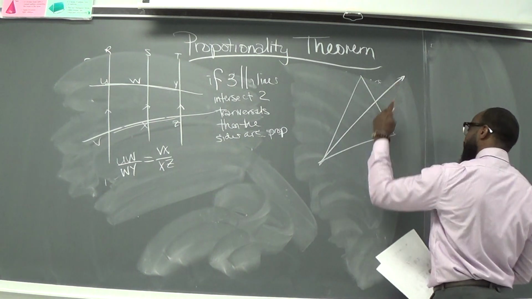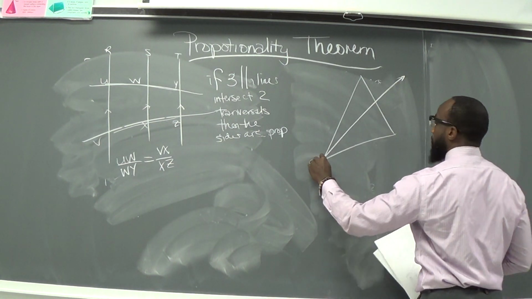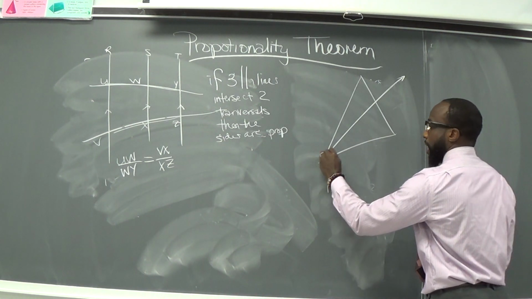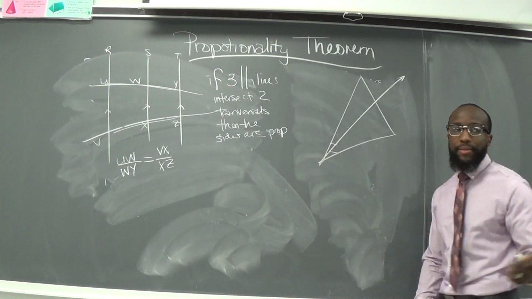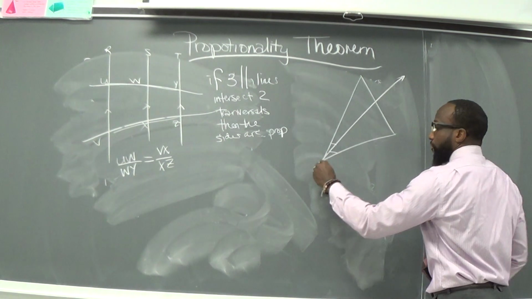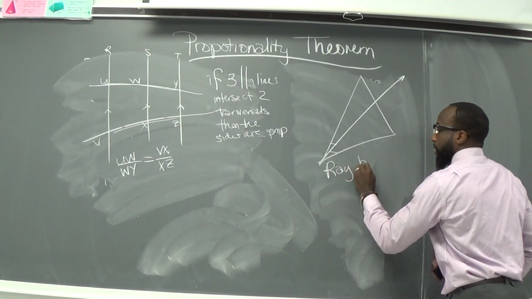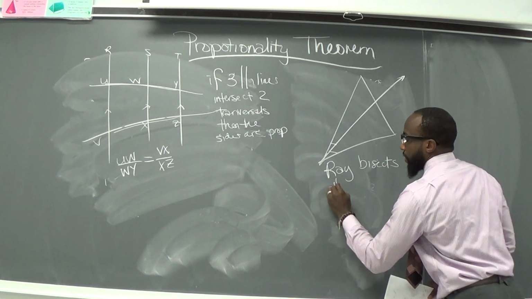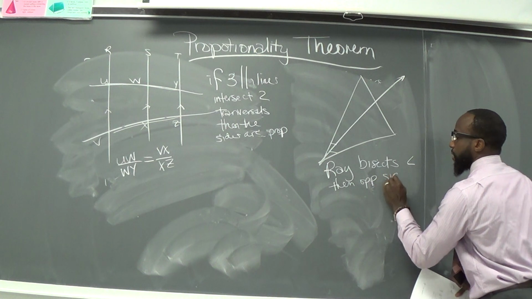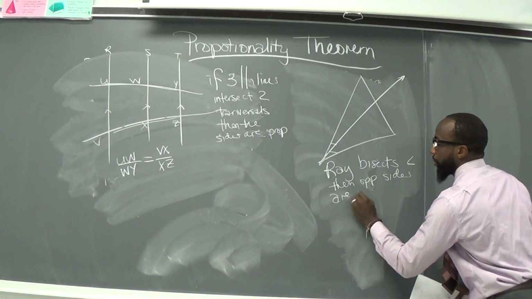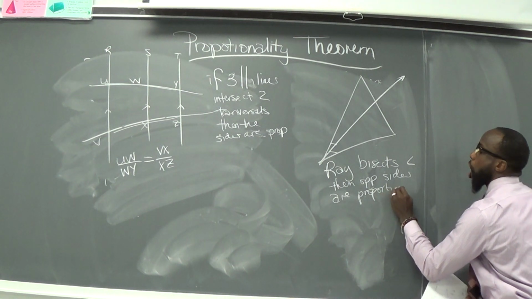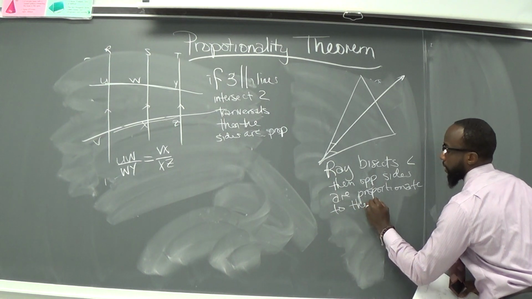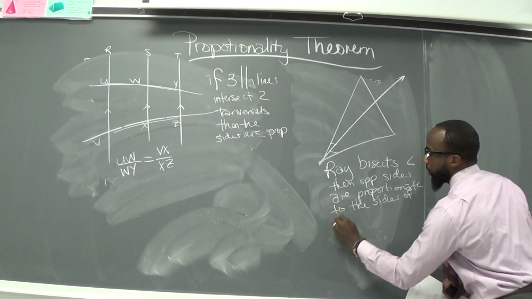If a ray bisects the angle, its opposite sides are proportional to each other. So this ray bisects. What's bisect mean again? Cuts in two equal sections. Right. If a ray bisects the angle, then the opposite sides are proportionate to the sides of the triangle, right?